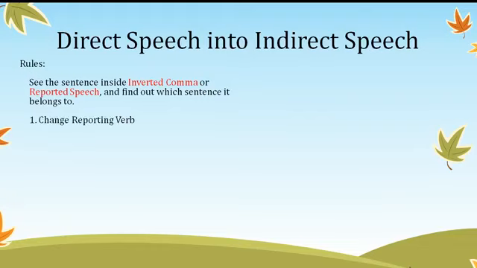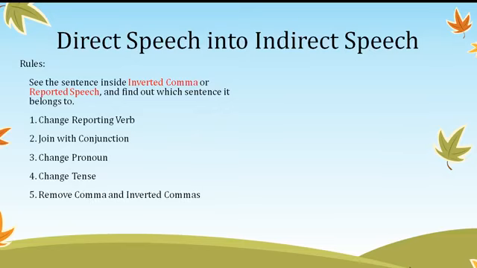And after that, when we come to the sentence inside the inverted commas, go accordingly by the rules. Number one, change the reporting verb. Number two, join with a conjunction. One by one I told you to go. Number three, change pronoun. Number four, change tense. Number five, remove comma and inverted commas. And number six, change adverbial times if any.